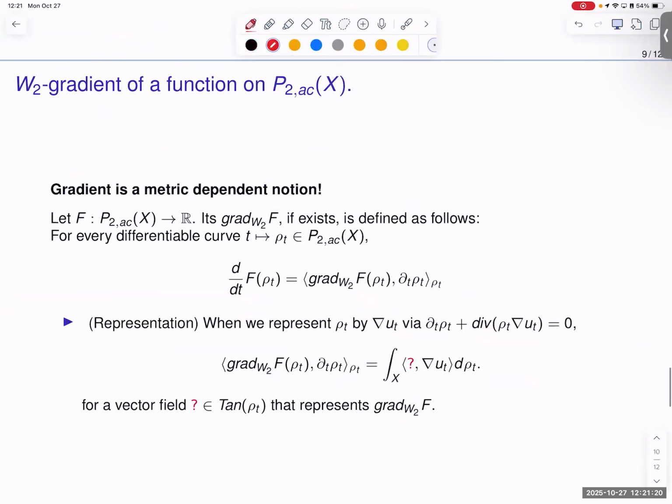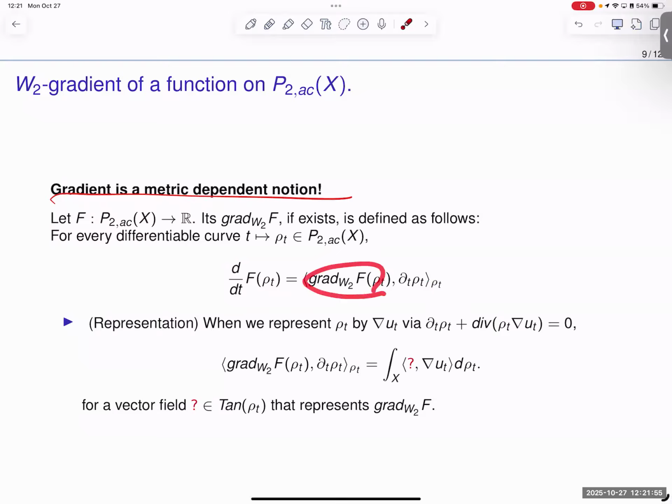Another thing, we can consider the W2 gradient of a function with respect to this metric. So gradient is a metric dependent notion. If you remember, it is already here. Given any function, if you have a curve, you differentiate it, then you have this representative called the gradient, representing this derivative with respect to this Riemannian metric. So this derivative is the gradient coupled, the inner product with the velocity of the curve.